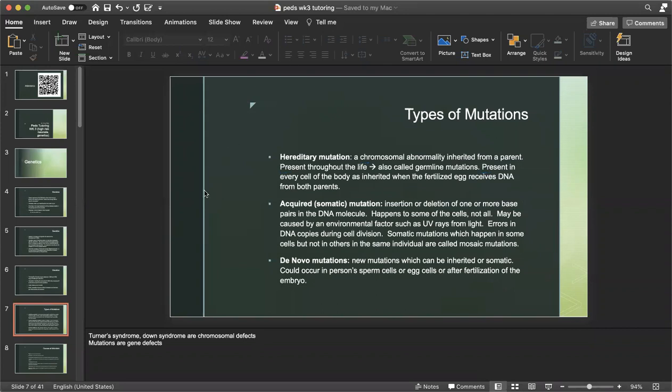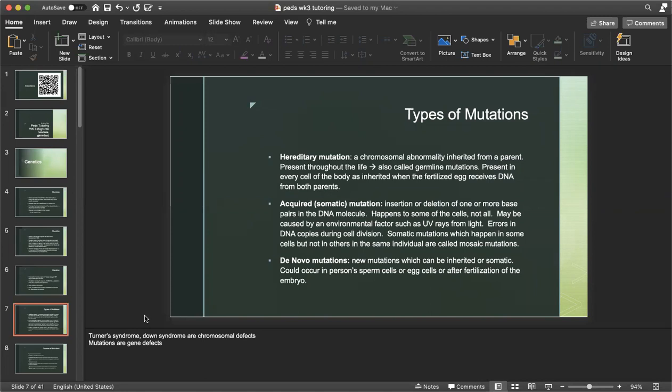So the different types of mutations. In the box at the bottom, I put that chromosomal defects are like Turner syndrome or Down syndrome, and mutations are gene defects. So these would be gene defects. Hereditary mutation is a chromosomal abnormality inherited from a parent. It's present throughout life and can also be called germline mutations. It's present in every cell of the body as inherited when the fertilized egg receives DNA from both parents.